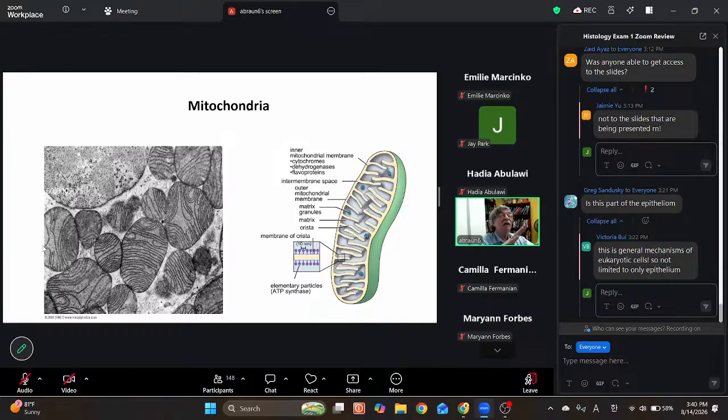They do many other things. They're involved in apoptosis. When they release certain molecules, it facilitates the process of apoptosis, or programmed cell death, and so on. So at this point in our class, we're mainly concerned with recognizing mitochondria, and there it is.